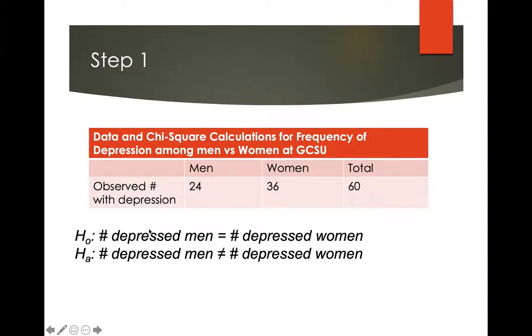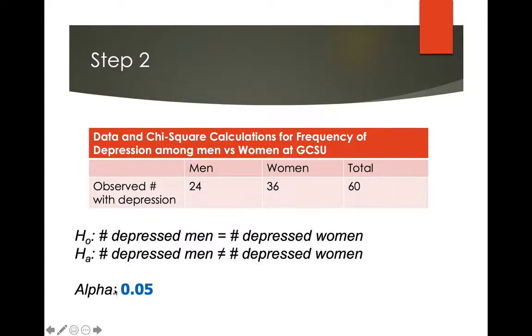Our hypothesis therefore suggests the null that the number of depressed men is equal to the number of depressed women. Our alternative hypothesis suggests that the number of depressed men is not equal to the number of depressed women.